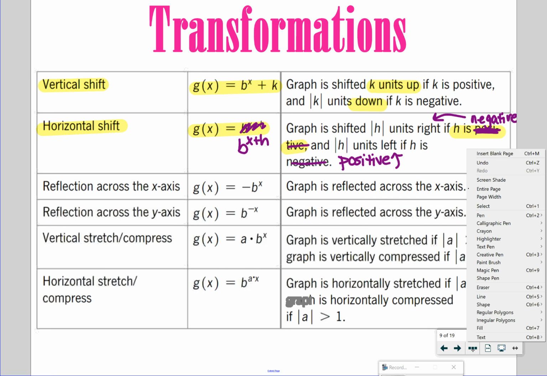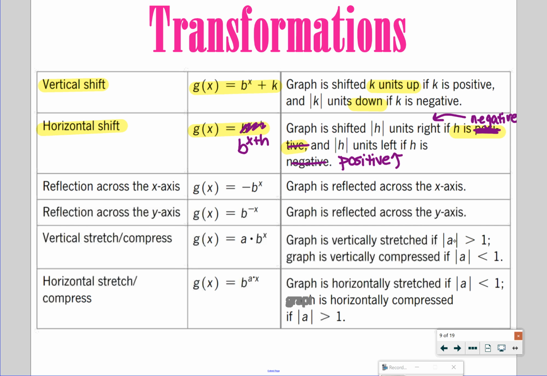Okay, next we have our reflections. If we reflect across the x-axis, you're going to see a negative in front of the function. And if it's a reflection over the y-axis, you're going to see a negative next to the x again in the exponent. Vertical stretches or compressions will be that a value out front. If a is a number larger than 1, it's going to stretch. And if it's a number smaller than 1 but bigger than 0, remember a is always going to be a positive number for us, then you will have a compression or a shrink.